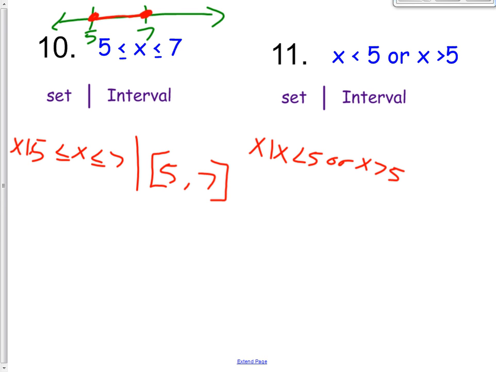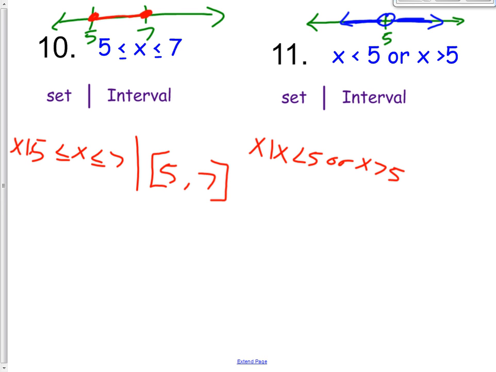Number 11, think of it this way here. We have a number line. So at 5, which is right there, we have x is less than 5. So that's this way. And it's an open circle, because it's not less than or equal to, and we have x is greater than 5, so it goes this way. Also an open circle, because it's not greater than or equal to, it's just greater than. So basically x is every single number except for 5.